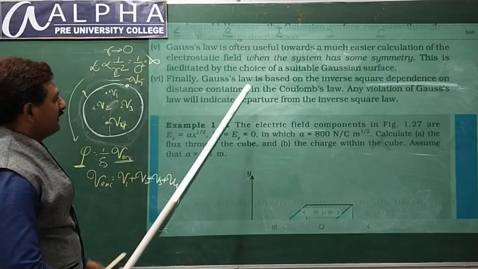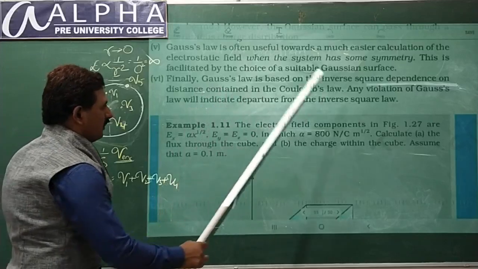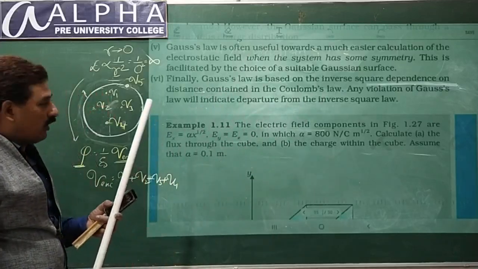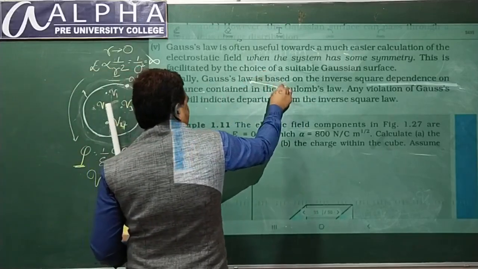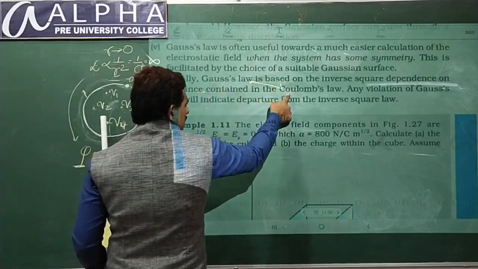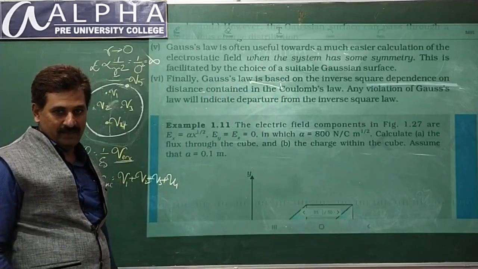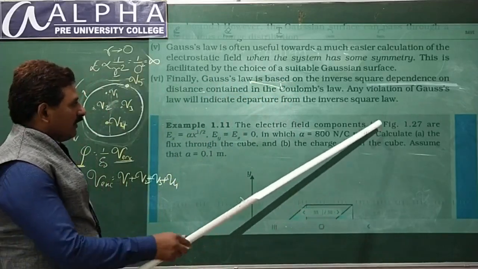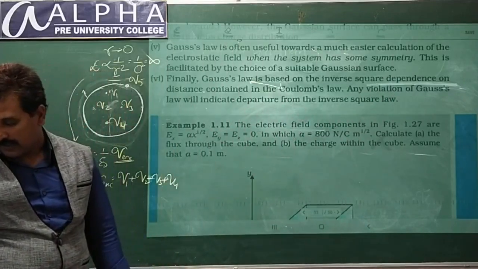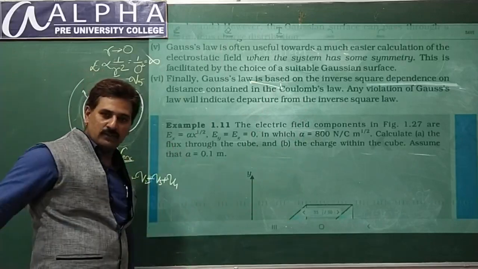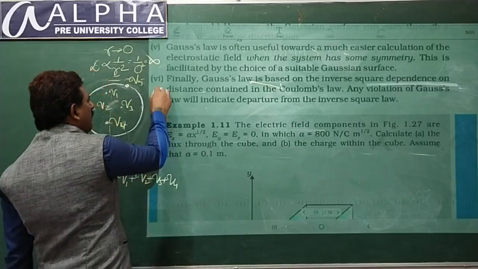Now the last point, also very important. Finally, the Gauss law is based on the inverse square law dependence on distance contained in Coulomb's law. Right, students? That's what we did. Using Coulomb's law, we arrived at Gauss law and vice versa, right? Using Gauss law, you can reach Coulomb's law. Using Coulomb's law, you can reach Gauss law. That's why they are interrelated. Both are same actually. Any violation of Gauss law will indicate departure from the inverse square law. If Gauss law is false, Coulomb's inverse square law is also false. That's why both are same. You think like this. This also could be a 1 mark question.